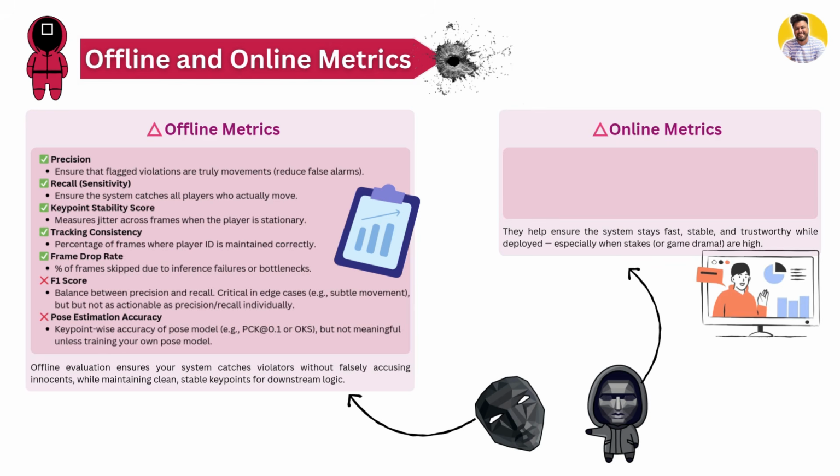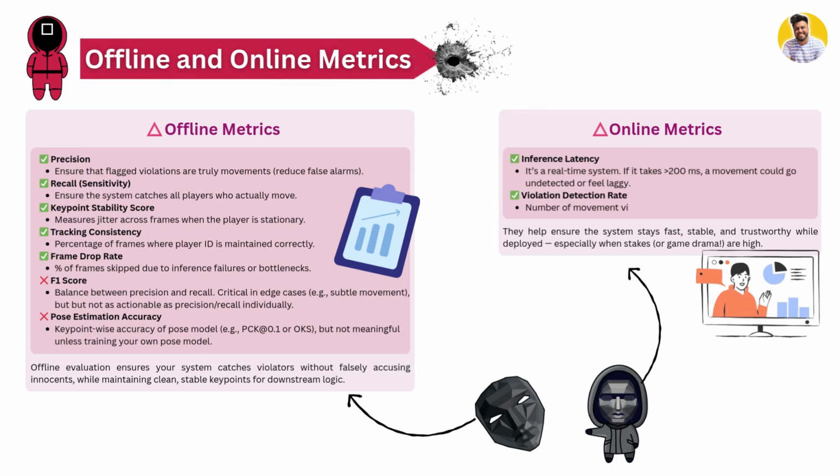Okay, and similarly for the online metrics, I think the best ones are the inference latency, as it's a real-time system. If it takes more than 200 milliseconds, movements go undetected or feel laggy. And then we use the violation detection rate, calculated as the movement violations detected versus the total red light events, that can help us see how many actual violations it can detect in the red light phase.